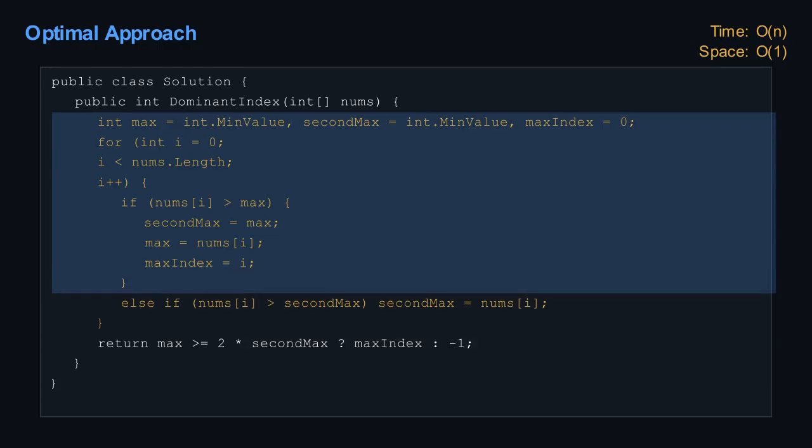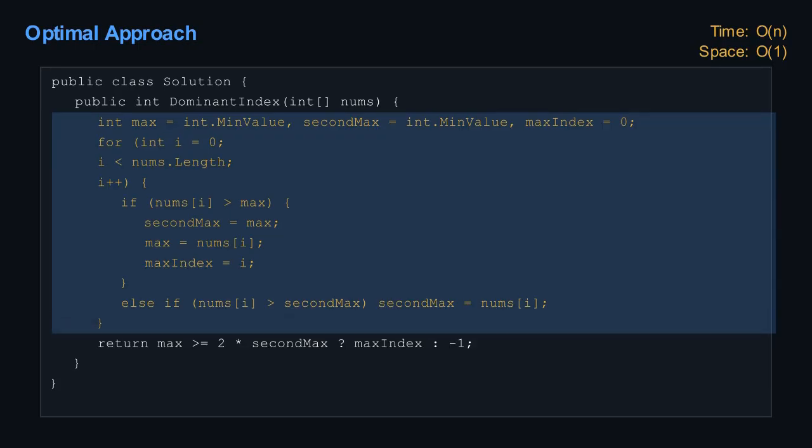If the current number is not larger than max, but it's larger than second max, we update second max. Finally, we check if max is at least twice as large as second max. If it is, we return maxIndex. Otherwise, we return -1. This approach is more efficient because we're only iterating through the list of numbers once, and we're not repeating any work.